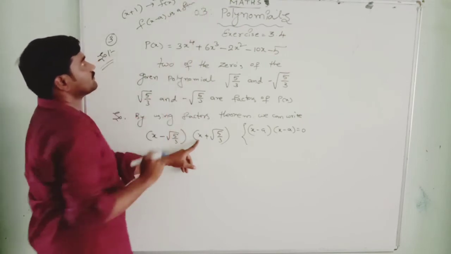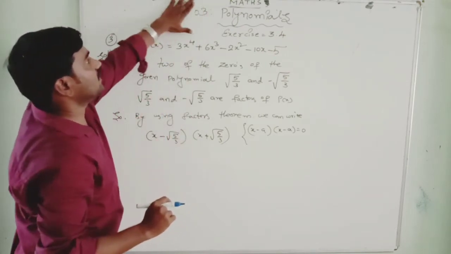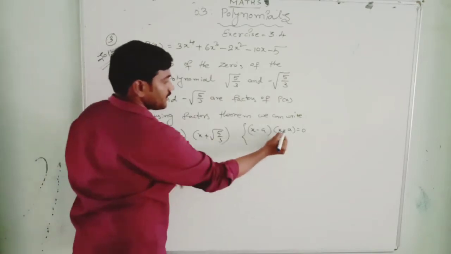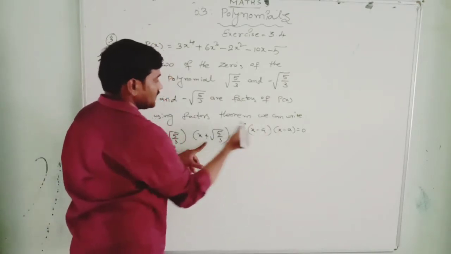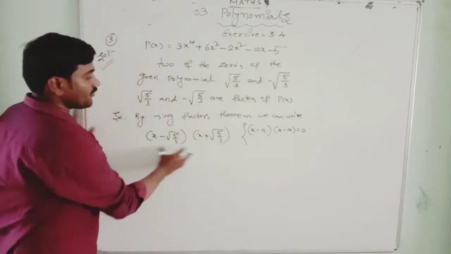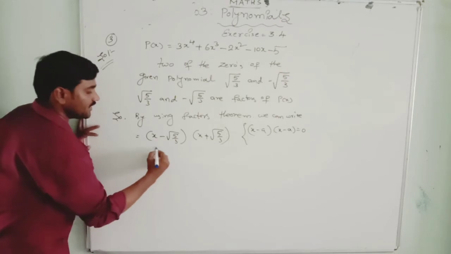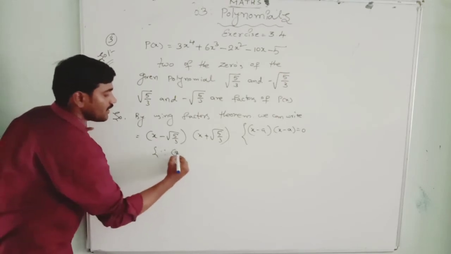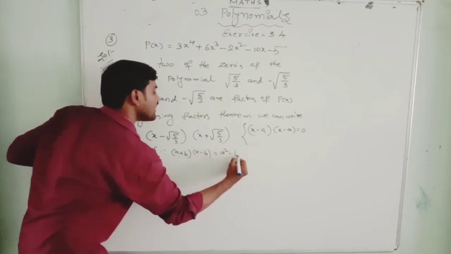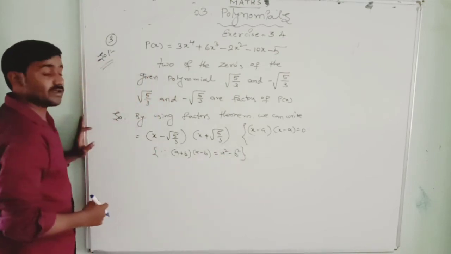Is a factor. So this theorem we have learned by using the factor theorem. Then here, x value same, minus into minus plus under root of 5 by 3. Now if you observe this clearly, it is in the form of (a plus b) into (a minus b). It will give us a square minus b square.